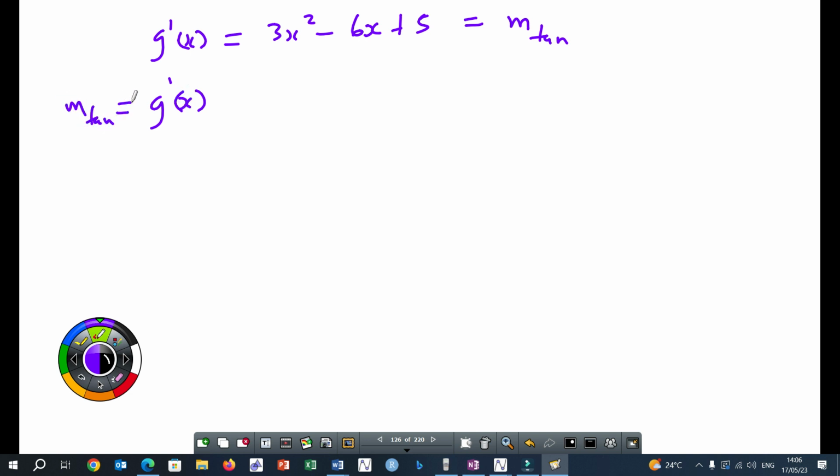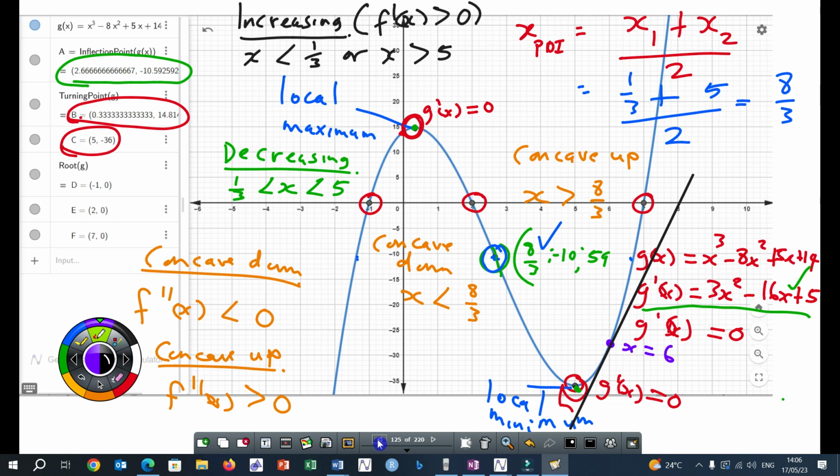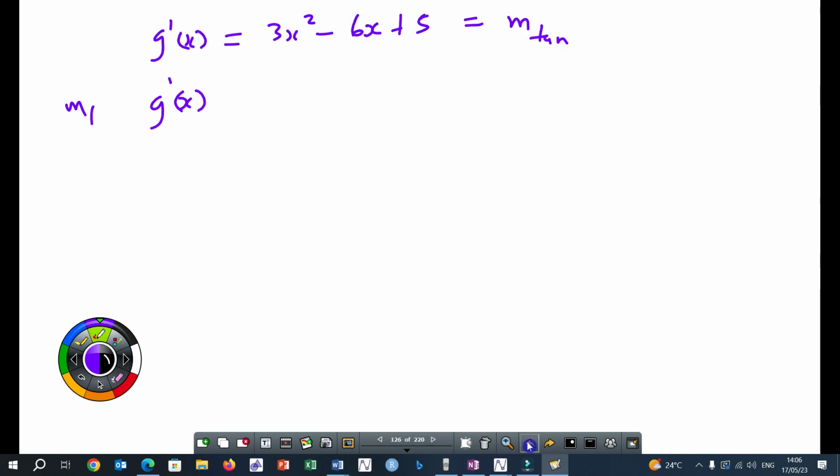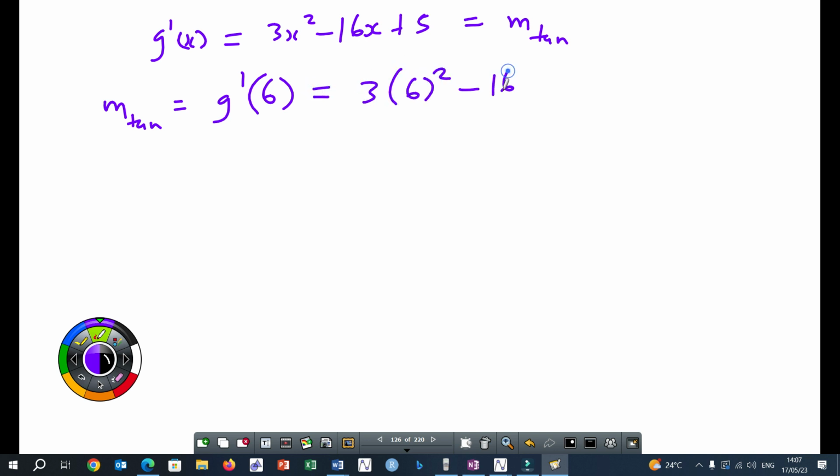So all we have to do is put 6. Let's put this in the correct notation. It's supposed to be minus 16. Okay, I'll change that. So m tangent is equal to g prime of 6. Just to explain what it means: it means the gradient of f of x when x is 6. So we substitute 6 into the first derivative.